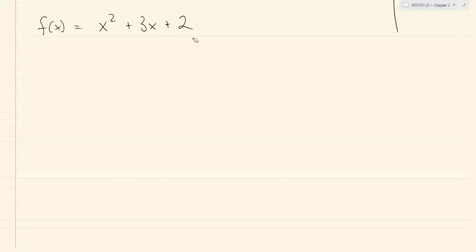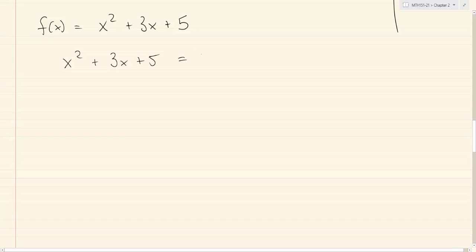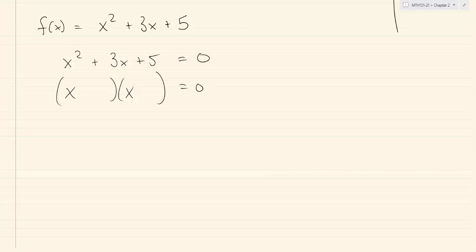All right, let's change one number. I'm going to change the 2 to a 5. So now we have x squared plus 3x plus 5. And we want to find the x-intercepts. So again, we'll say x squared plus 3x plus 5 equals 0. And we'll just FOIL this middle part. X and x. So what are factors of 5 that when added together give you a 3? 1 and 5? Oh, well, that doesn't work.